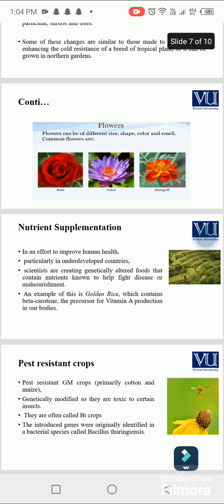Nutrient supplementation. In an effort to improve human health, particularly in underdeveloped countries, scientists are creating genetically altered foods that contain nutrients known to help fight disease or malnourishment. An example of this is golden rice, which contains beta-carotene, the precursor for vitamin A production in our bodies.